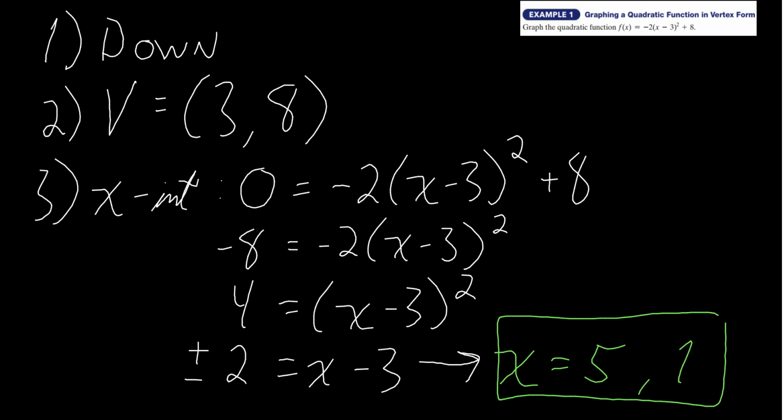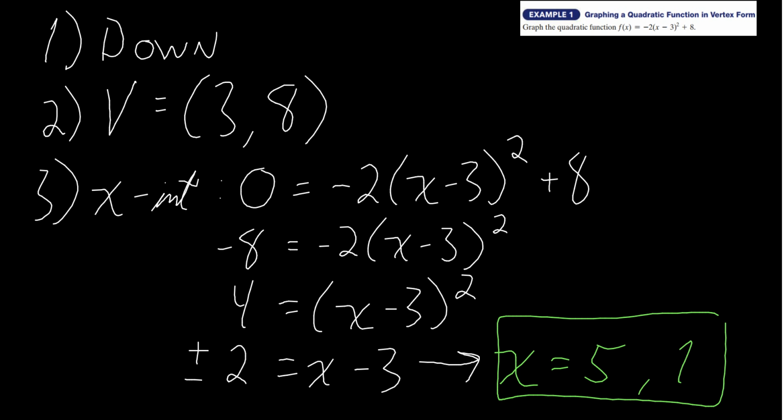Okay, so let's move on to the y-intercept. Now the y-intercept is super easy. Let's snip this, put it on the next page. Okay, so that was step 3. And then we'll go to step 4. Like I said, the y-intercept is super easy because all we have to do is set x equal to 0, right? So step 4, the y-intercept.